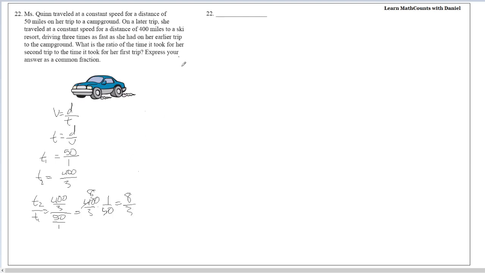Alright, I'm going to give you a second practice problem. Let's say that on the 400-mile trip, she now travels 4 times as fast as the initial one. So 4 times as fast. I'll give you a few seconds to work this out, and this might be where you pause the video.